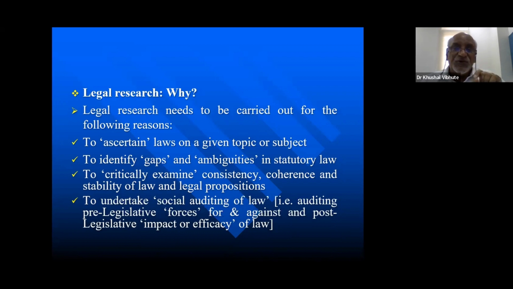And therefore you need to take an audit of law prior to its enactment and post its enactment. Prior: who were behind it, who initiated it, what objectives. Post enactment is impact analysis. Therefore, here a legal researcher may try to take a social audit of law.